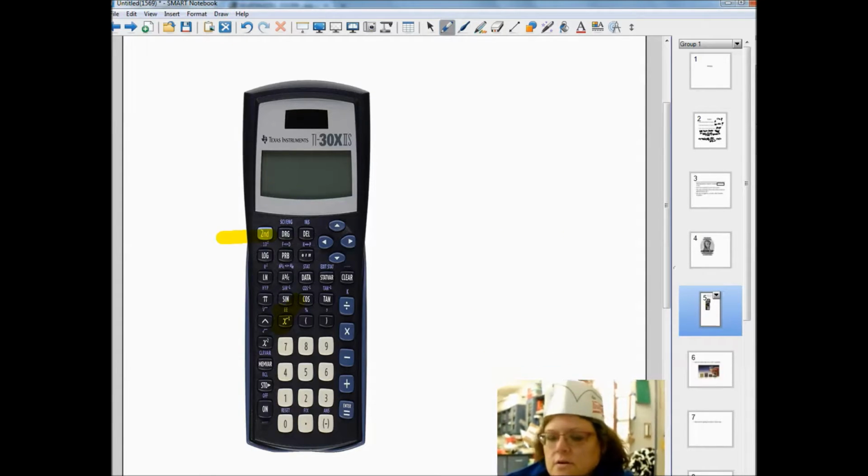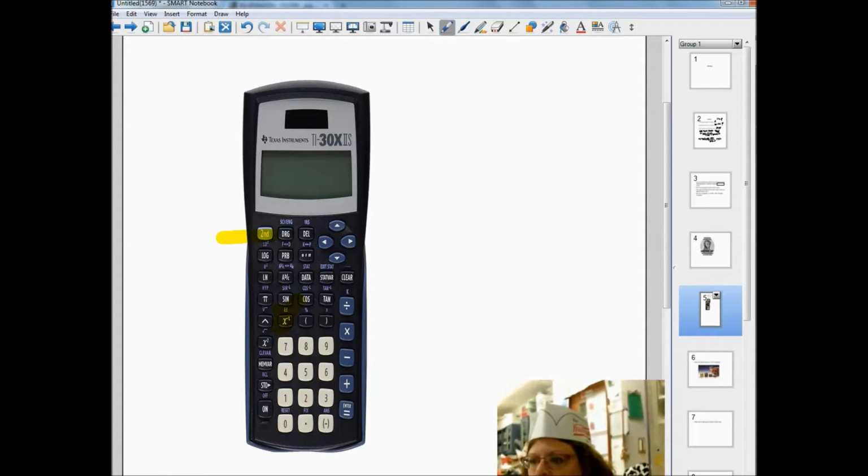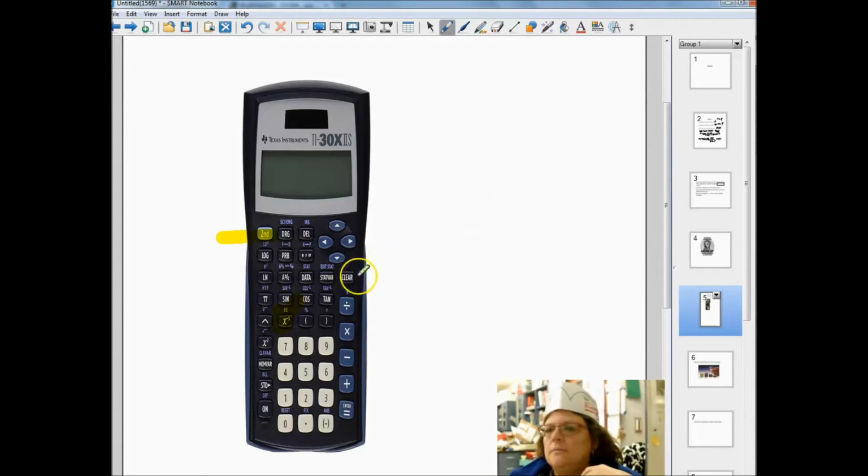I know y'all want to see the donut hat. Now you know why I'm wearing the donut hat, because we talked about donuts. Now you're all hungry.